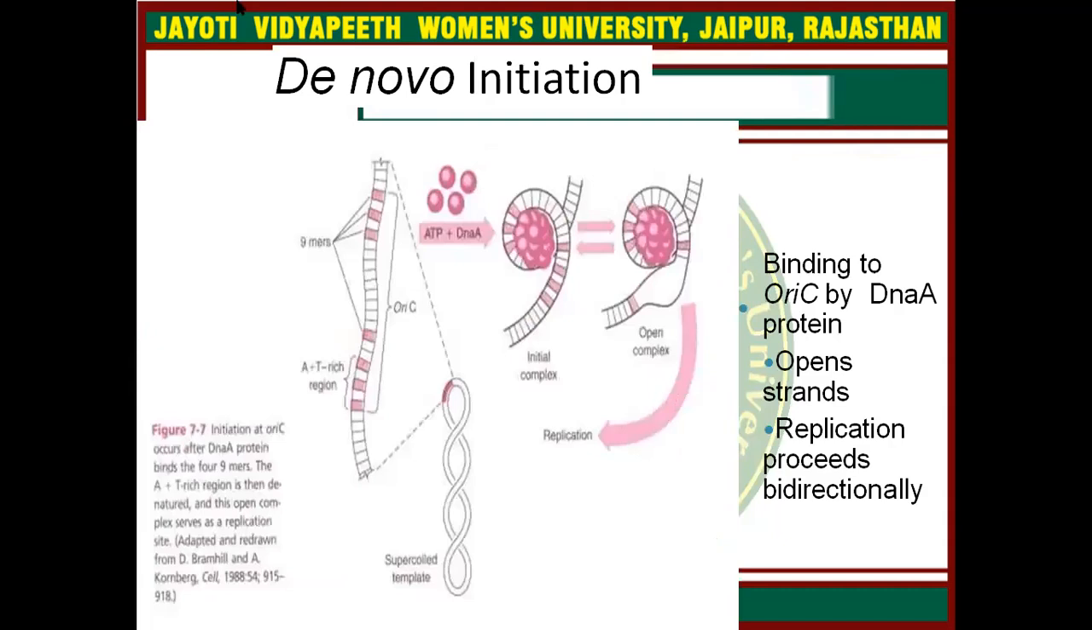Here you can see the diagram of de novo initiation: binding of oriC, the origin of replication, by DnaA protein. It opens the strand and replication proceeds bidirectionally.